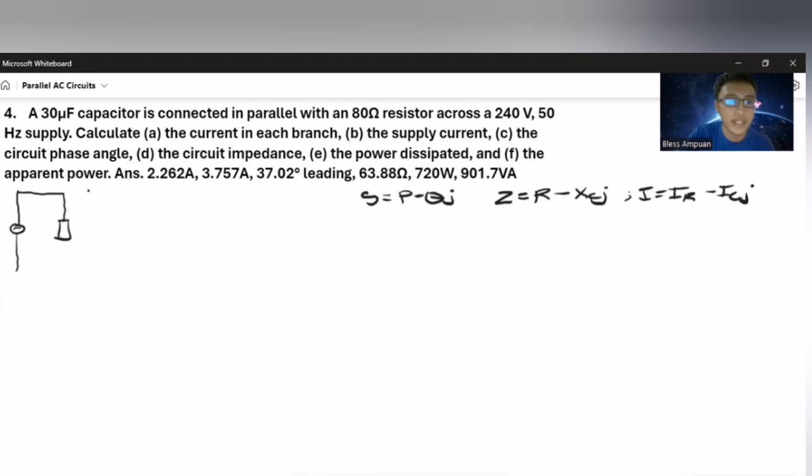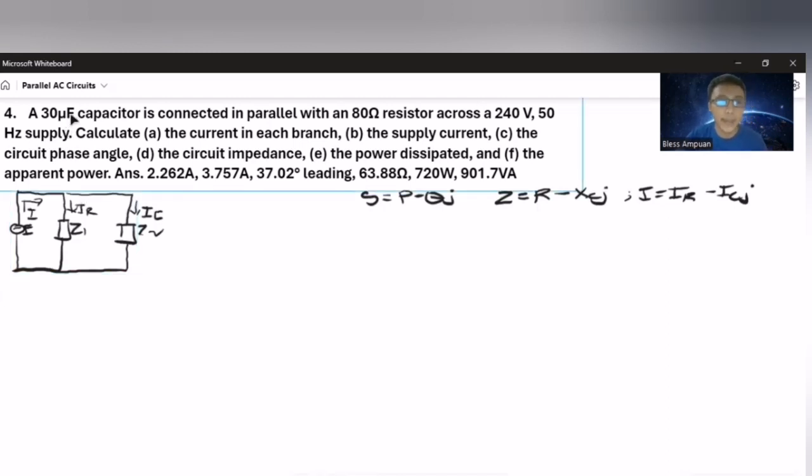So first again, we must create a circuit diagram to visualize the actual circuit. So our first impedance is Z sub 1 and our second impedance is Z sub 2. This is our E. The current that flows here is I. After this node, this is our I sub R, and here is our I sub C. Since the capacitor value and the resistor value are given, we could apply the shortcut method, the same process as example number 1 and number 2.